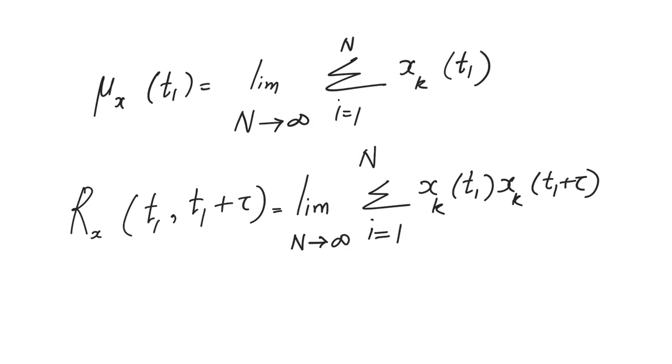The same holds true for the autocorrelation function also. There is a limit N tends to infinity term that should be included, which conveys that you should have a sufficient number of sample functions before you say that at this particular time instant my autocorrelation function is this much. So these are the two ensemble averages.